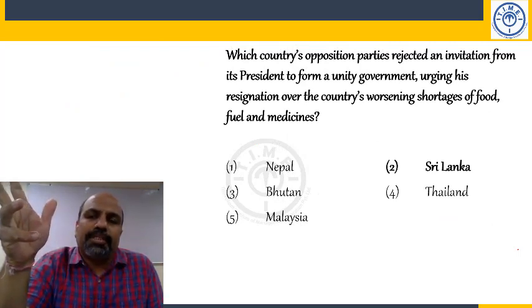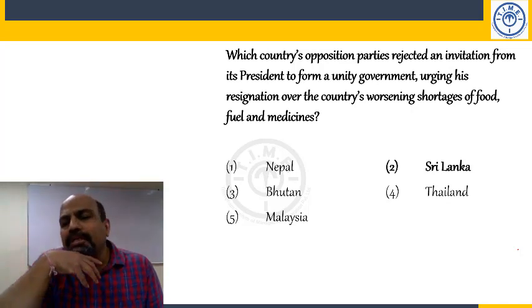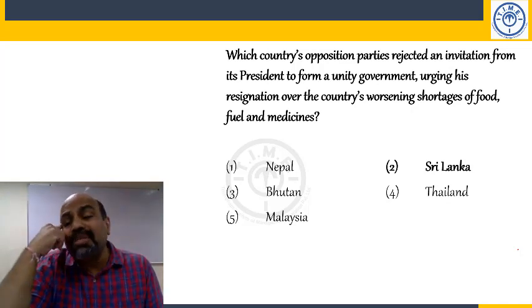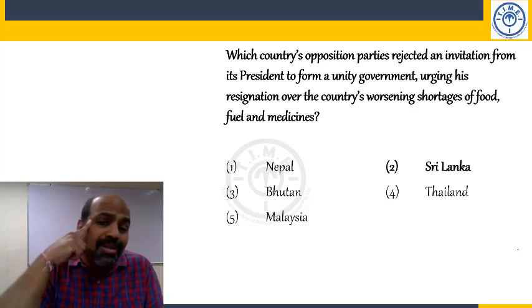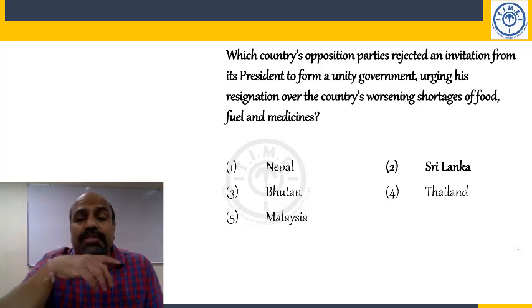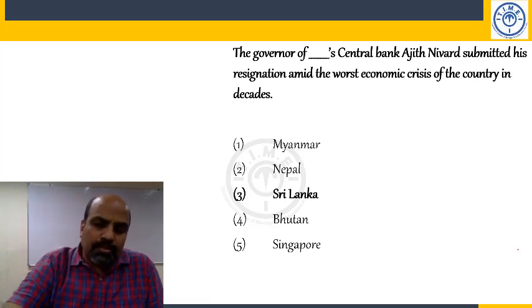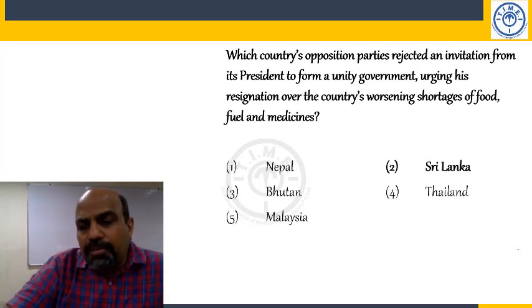Which country's opposition parties rejected an invitation from its president to form a unity government, urging the president's resignation over the country's worsening shortages of food, fuel and medicines? Well, Sri Lanka, we all know that. In fact, there are two questions related to this. The governor of Sri Lanka's central bank, Ajit Nivard Cabraal, submitted his resignation. He's also gone.